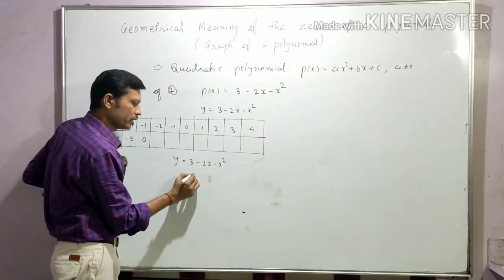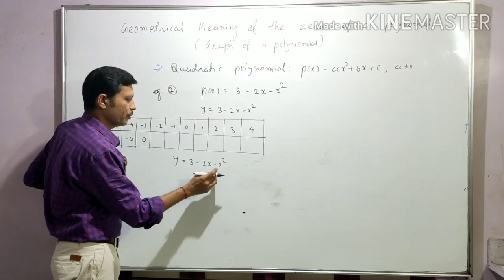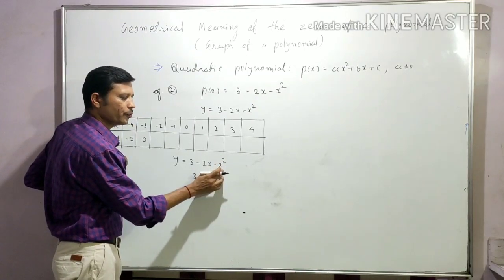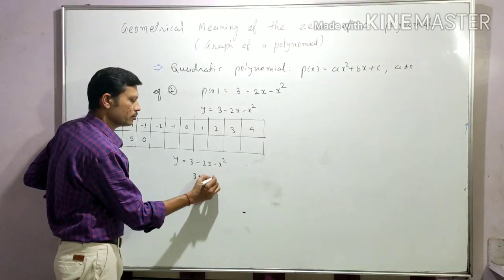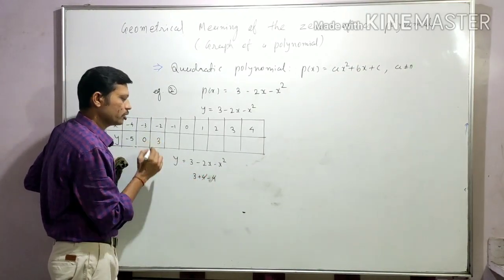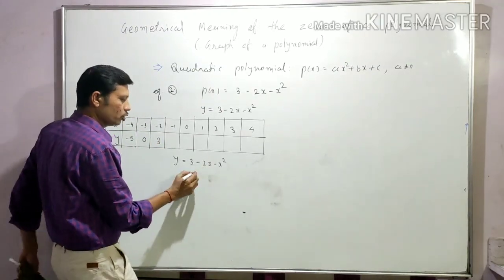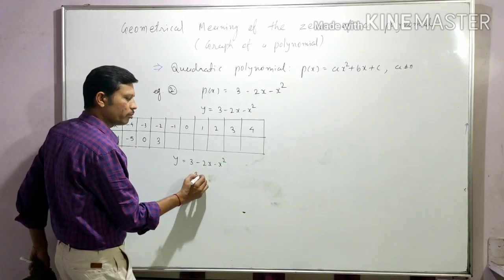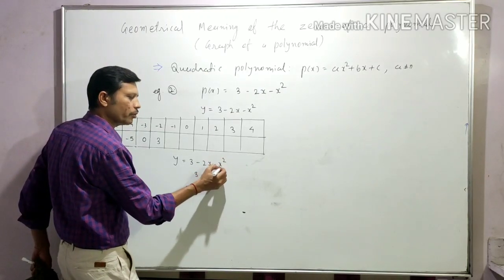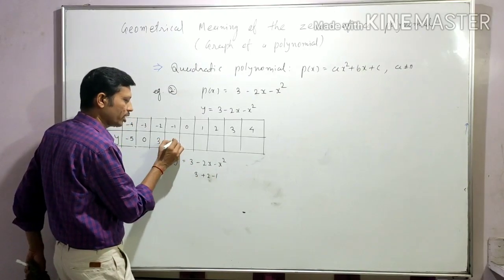Minus 2. So 3 as it is, minus 2 and minus 2 becomes plus 4. And minus 2 the square is plus 4, so minus 4. The 4 and minus 4 cancel out, that means 0. The remaining is only 3. Further, minus 1 I am taking. So 3, minus 1 multiplied with minus 2 is plus 2, and minus 1 the square is 1, so minus 1 as it is. 3 plus 2 is 5, minus 1 becomes 4.